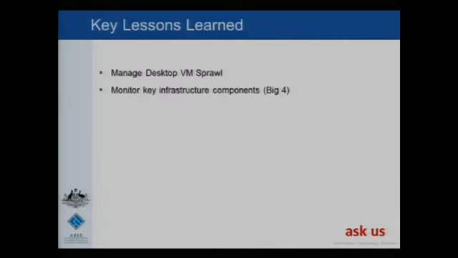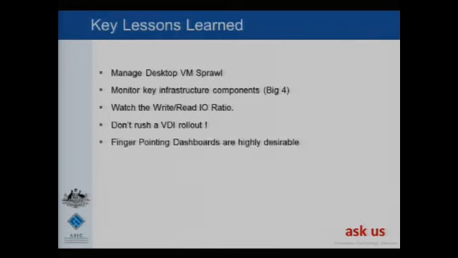So lastly, the key lessons learned. VM sprawl. We've got 700 more desktops than we do staff. We've got to manage those. Look at the big 4 things that I mentioned before. Look at that read-write ratio. Don't rush it like I did. You'll have some scars. Finger pointing dashboards will be your best friend.